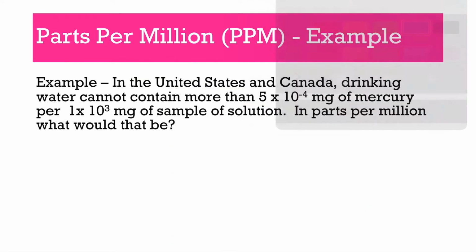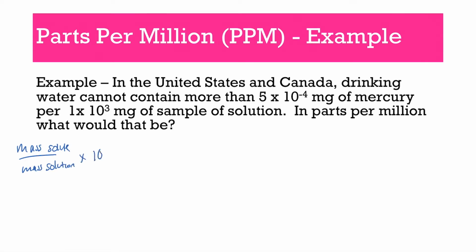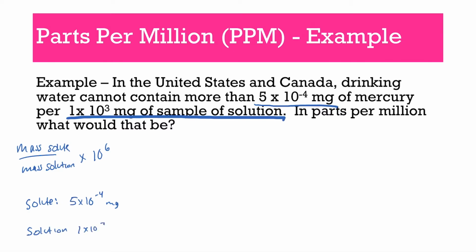Okay, so getting into this question, we need the mass, and our formula is mass of solute over mass of solution, times 10 to the 6th. So our mass of solute, or the thing that's being dissolved, is 5 times 10 to the negative 4 milligrams. And the mass of our solution, so the entire thing, solute and solvent, the question says of solution. So our mass of solution is 1 times 10 to the 3 milligrams. And so we have both of our values.